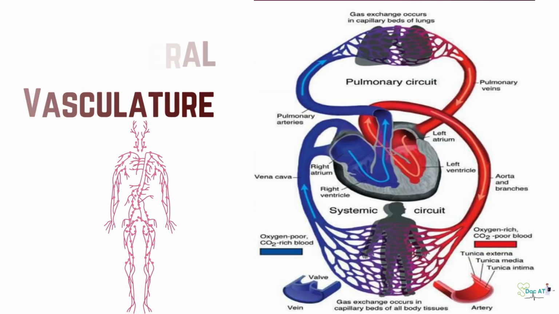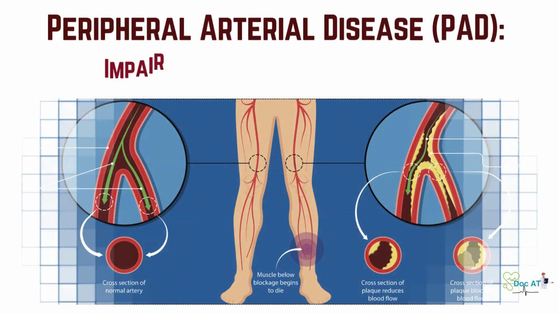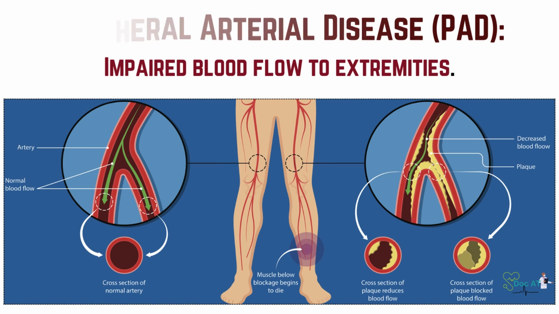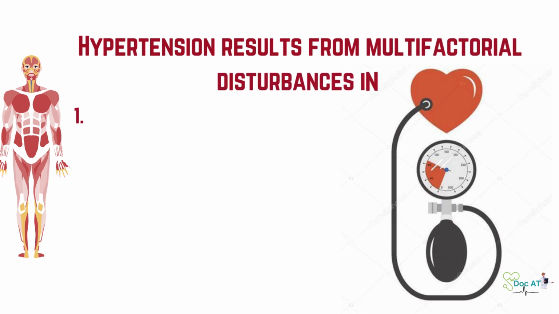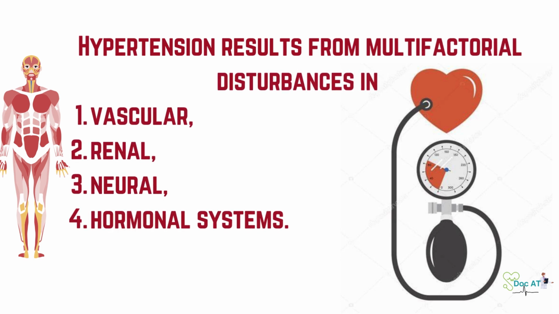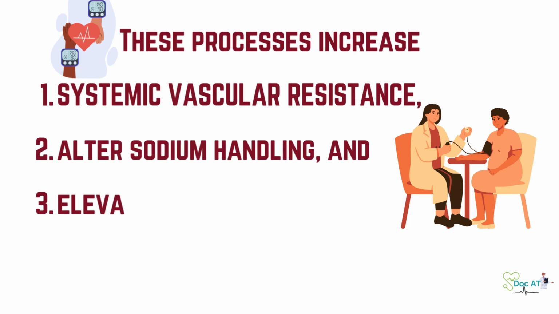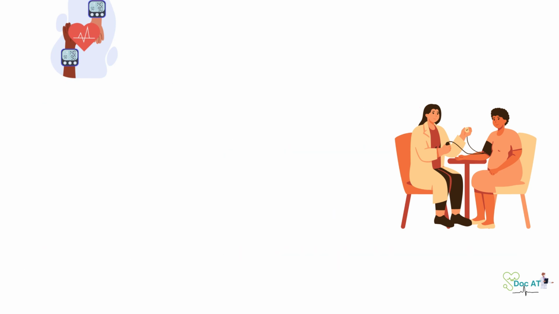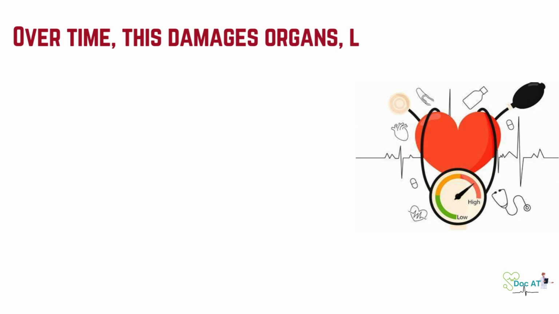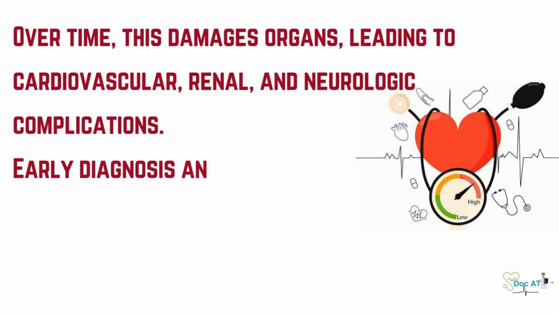E. Peripheral vasculature. Aneurysms, caused by weakened vessel walls. Peripheral arterial disease, impaired blood flow to extremities. Conclusion. Hypertension results from multifactorial disturbances in vascular, renal, neural, and hormonal systems. These processes increase systemic vascular resistance, alter sodium handling, and elevate cardiac output, creating a vicious cycle of sustained high BP. Over time, this damages organs, leading to cardiovascular, renal, and neurologic complications.